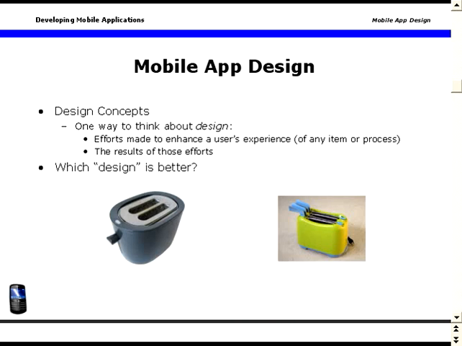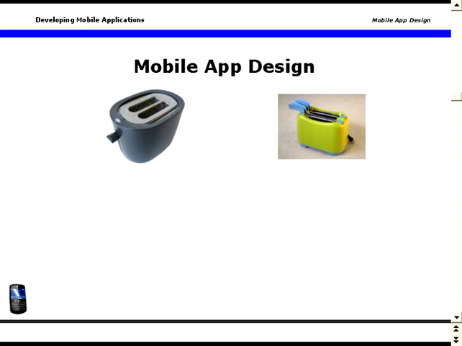Of the two images, these toasters, which design would you say is better? The answer? Well, the one that provides a better overall experience. And this is crucial for the user. In other words, the exact same product often provides a different experience for different users, and different users value different components of design, such as functionality or aesthetic, for example.